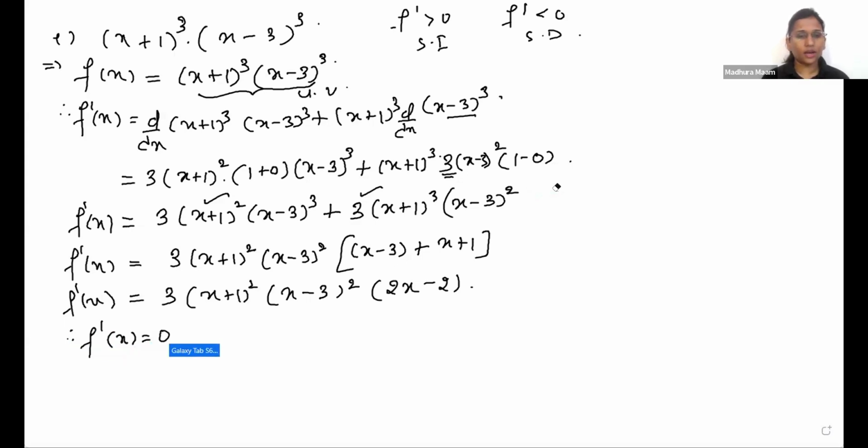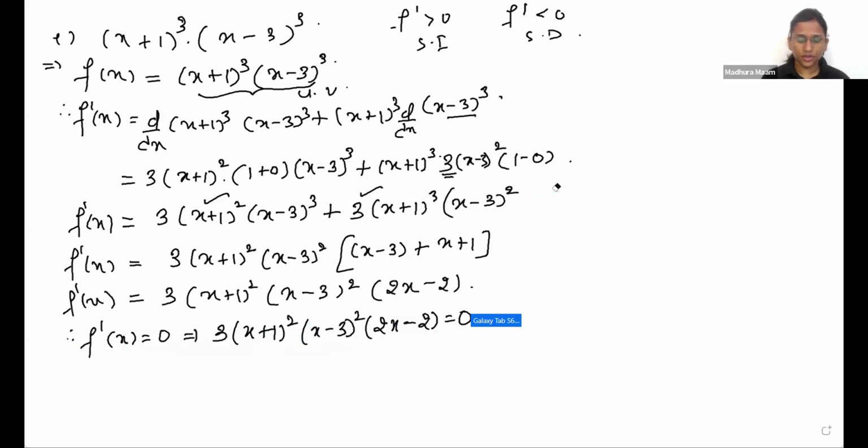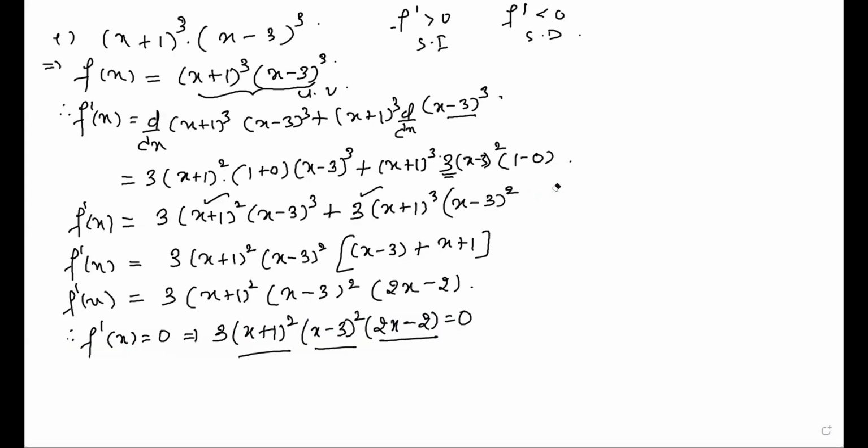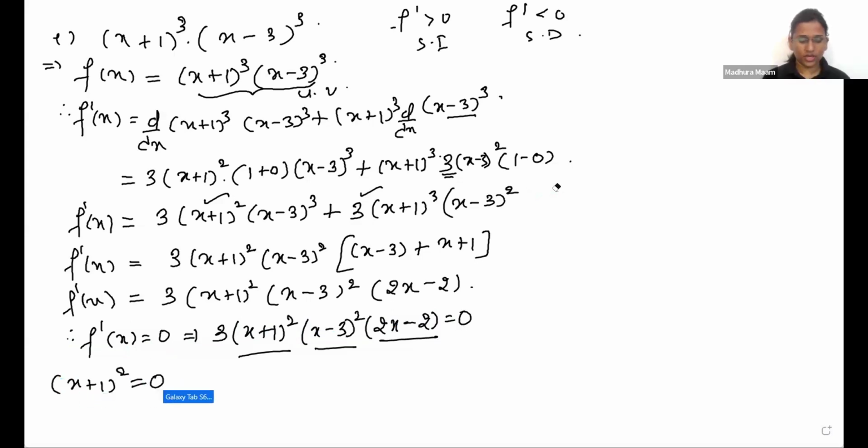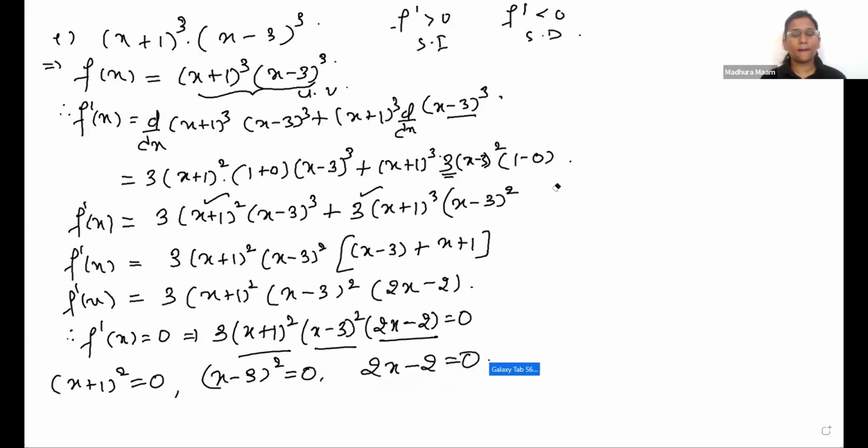Can we equate now? Yes, ma'am. Okay, so that is nothing but 3 into x plus 1 whole square, x minus 3 whole square, 2x minus 2 equals to 0. Tell me, do we have 3 factors here? Yes, ma'am. So either x plus 1 square is 0, or x minus 3 whole square is 0, or what? 2x minus 2 equals to 0. Yes or no? Yes, ma'am.